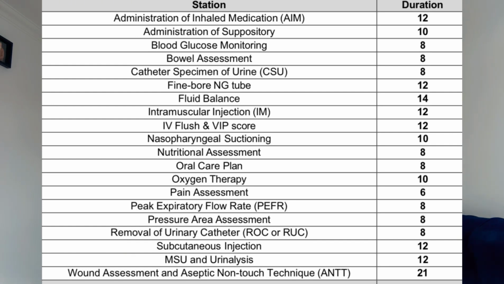Before September, there were 21 skills. In hospital, resuscitation was also there, but after September, they removed that skill from the stations, from the syllabus, and now there are only 20 skills that you have to prepare for the OSCE exam. Each skill has a different time duration, and in that time you have to complete that skill. From these 20 skills, 4 will be asked in your OSCE exam. So yeah, you have to prepare these skills for your OSCE exam.